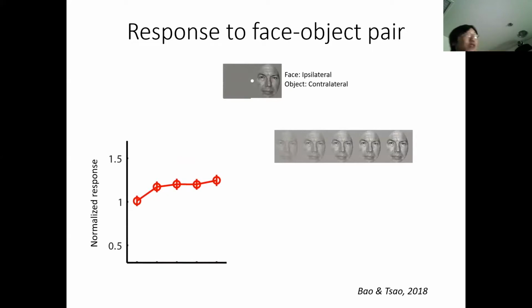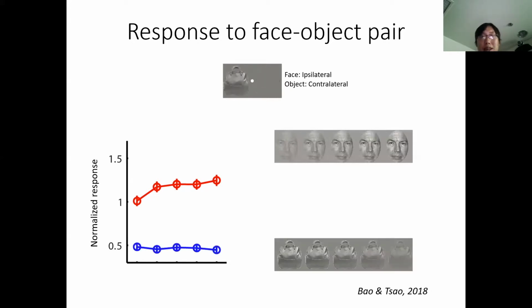What would happen if we just switch the face and object positions? Now the face is presented in the ipsilateral visual field. And here are the responses for the faces alone. And here are the responses where objects are presented in the contralateral visual field. And here the black dots represent the response to the face-object pair. So now you can see the behavior is totally different. Now the response can be described as a weighted averaging model.